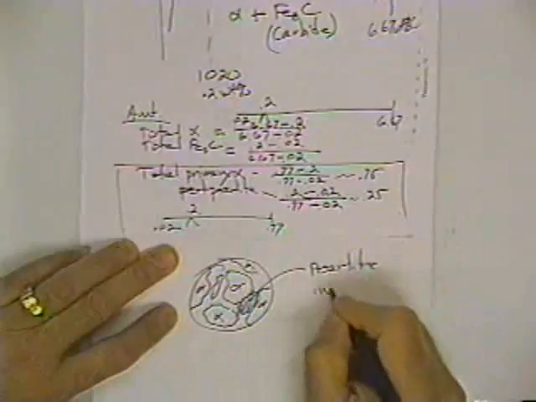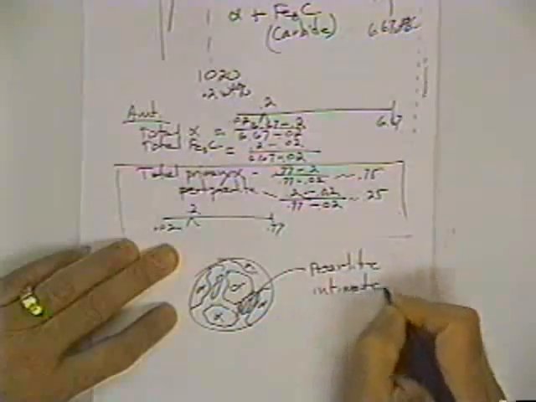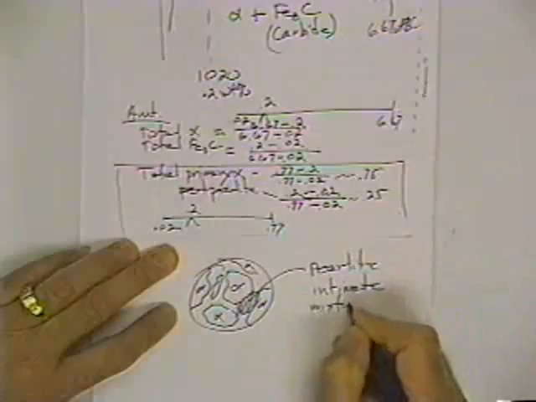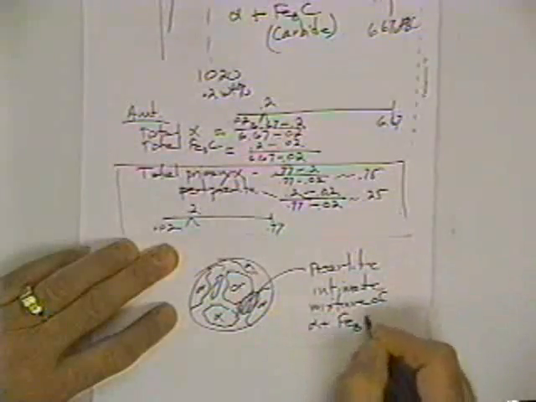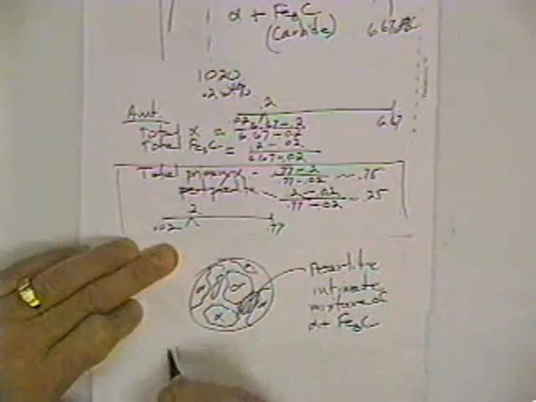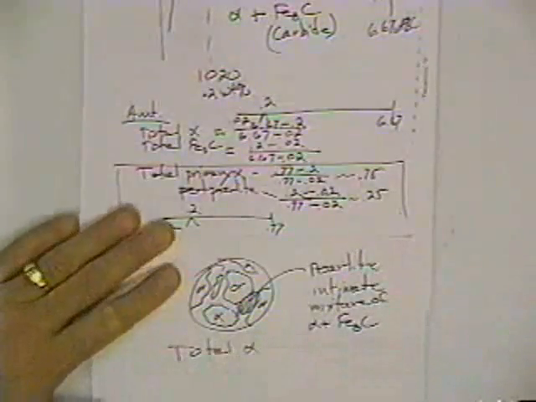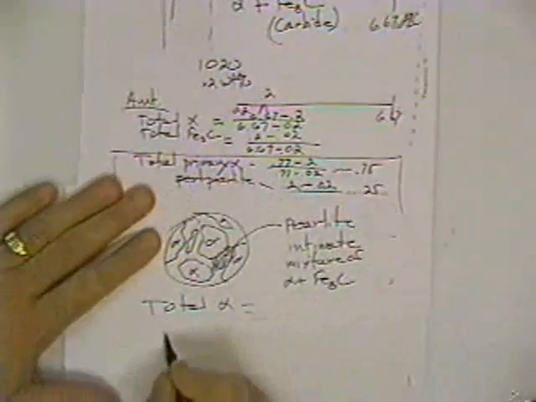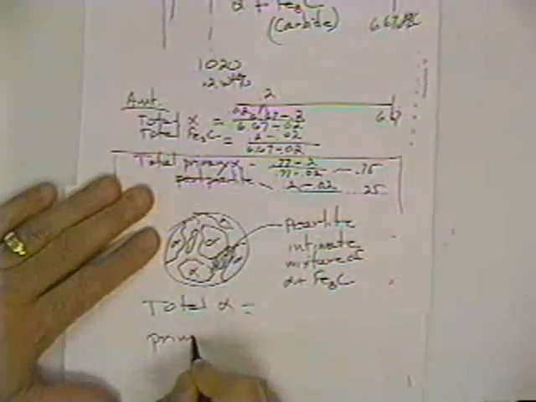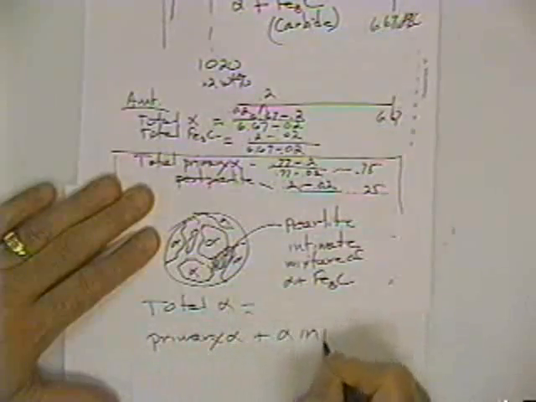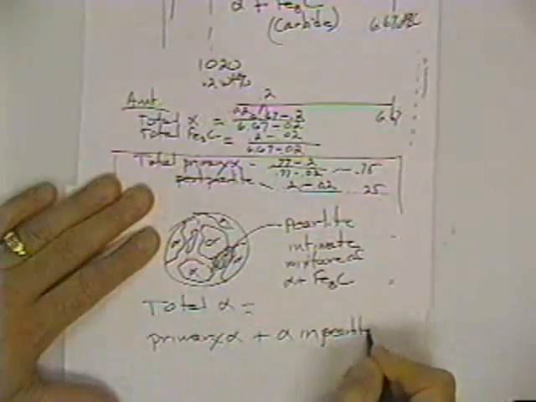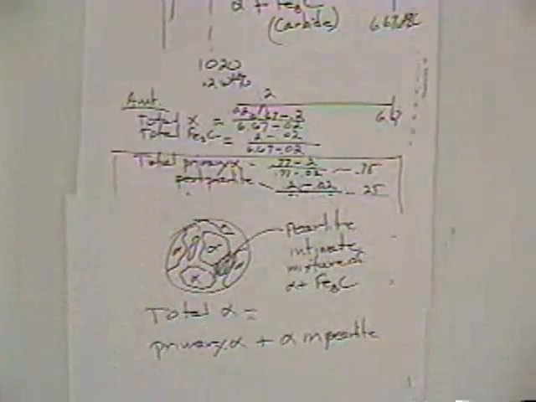And perlite is an intimate mixture of alpha plus Fe3C. So the total alpha is going to equal what? The primary alpha plus the alpha in perlite. Now in a few minutes we're going to talk about, and you might just try a couple of those calculations.